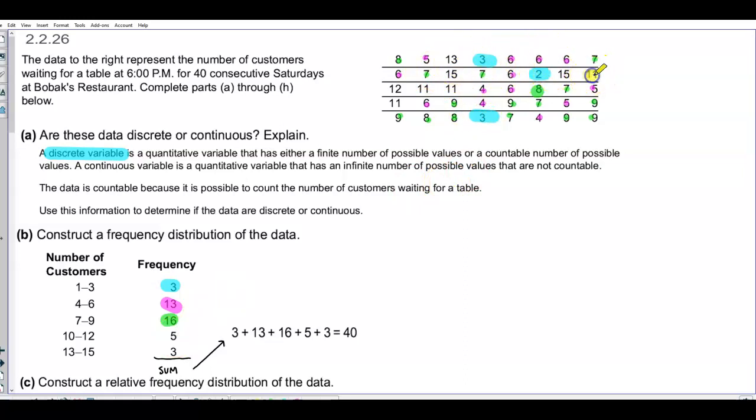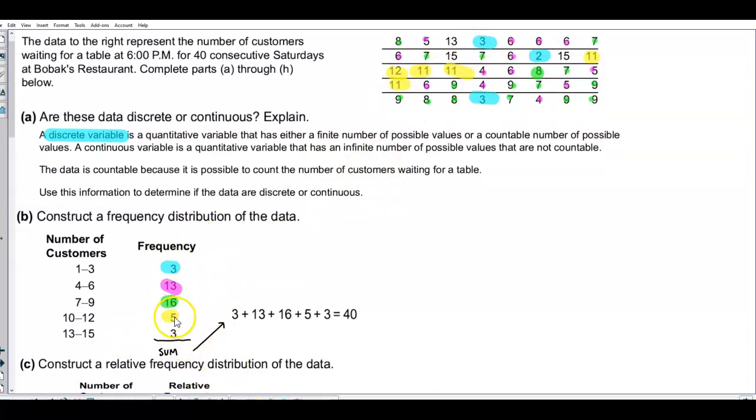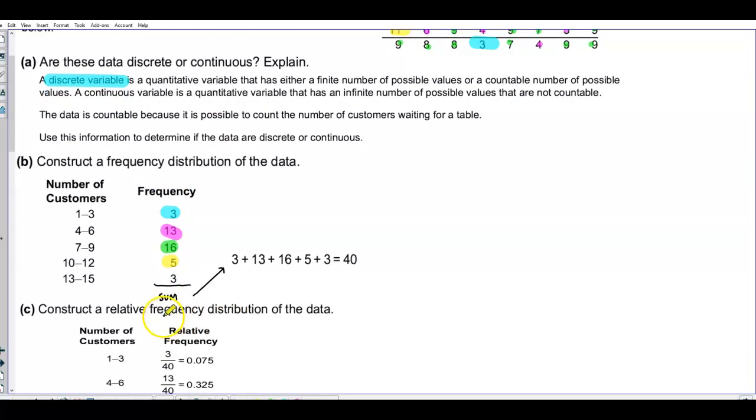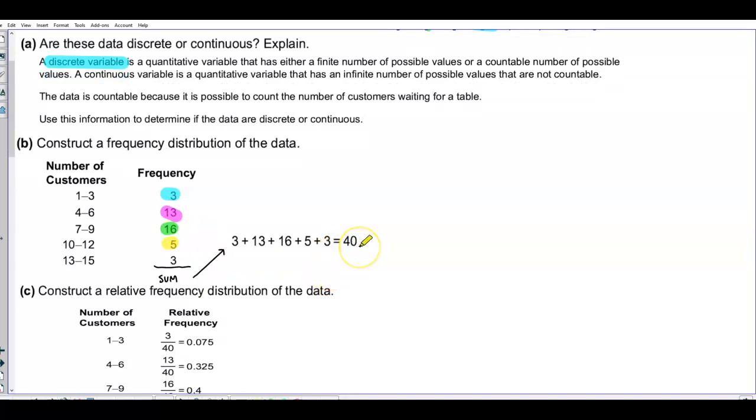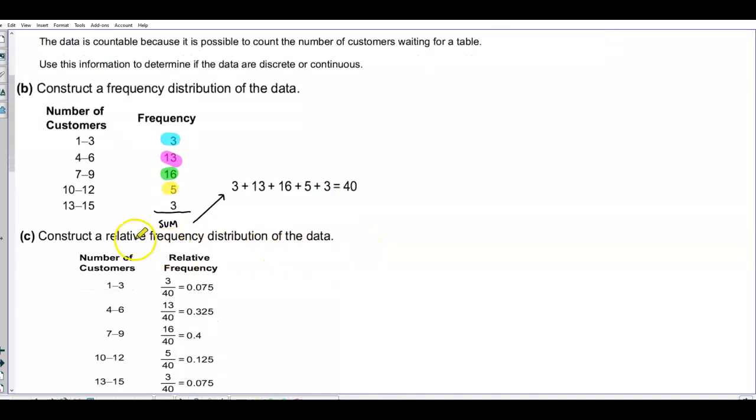Then we have 10 to 12, which gives 5. What's remaining is 13 through 15, which is 3. So there's our frequency distribution. Now we need to find the sum of the frequencies. When we add up the frequencies, 3 plus 13 plus 16 plus 5 plus 3, it gives us a total of 40. And then we're going to construct a relative frequency distribution.